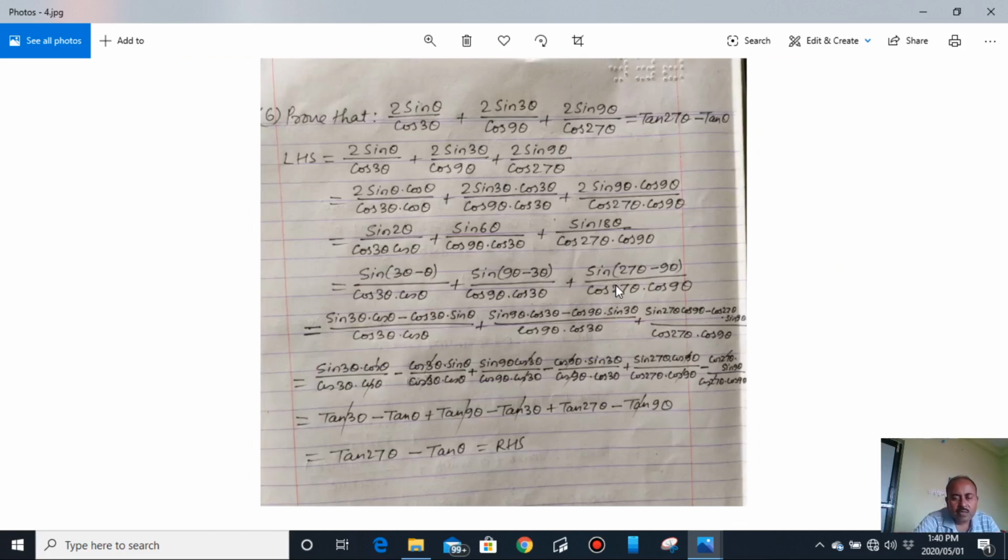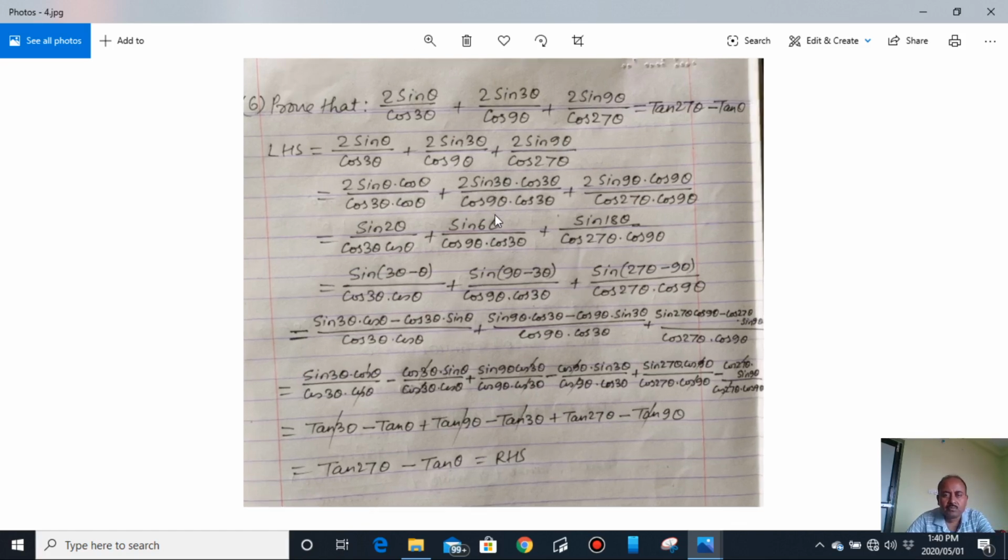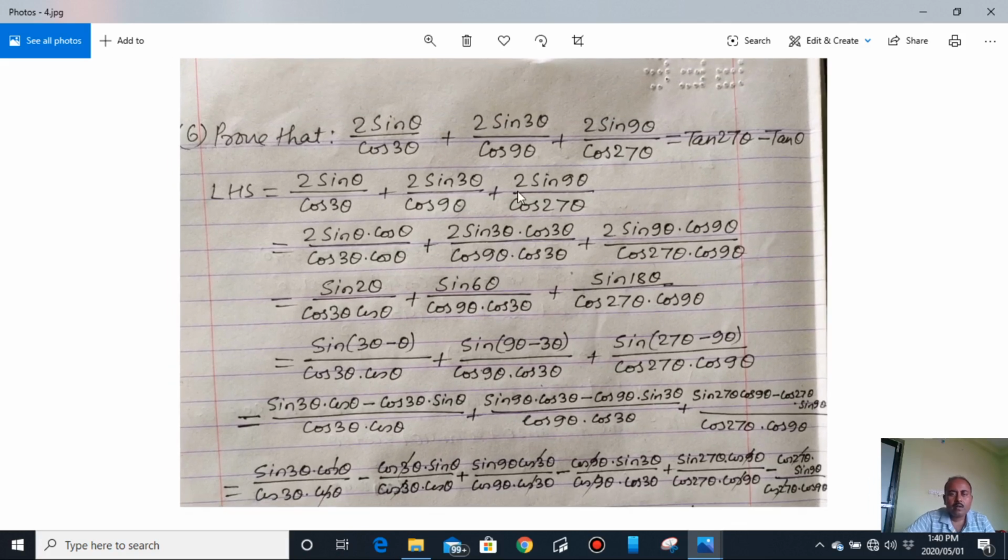Now the last solution for today. Let me zoom slightly. This is also a very typical question, so here also you have to practice again and again and remember the technique. 2 sin theta by cos 3 theta plus 2 sin 3 theta by cos 9 theta plus 2 sin 9 theta by cos 27 theta. This sum has to be proved equal to tan 27 theta minus tan theta.